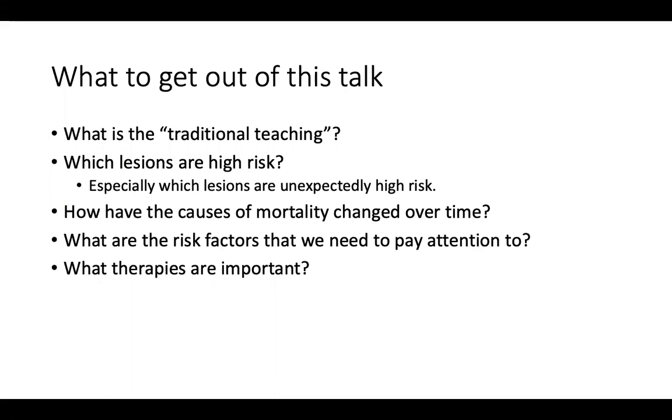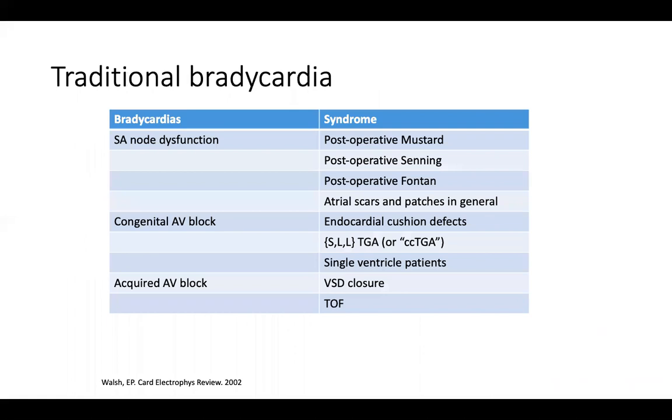How have the causes of mortality changed over time? Clearly, we who are electrophysiologists or electrophysiologists in training are particularly focused on arrhythmia, but it's important to put that into perspective of what's the overall mortality in people who survive childhood heart disease. What are the risk factors that we need to pay attention to? And then finally, what therapies are important? When we get to the end of the talk, what we'll have seen is there's been a progression in almost all of these, and we're going to progress through them together so that we end up with a good framework to treat individual patients.